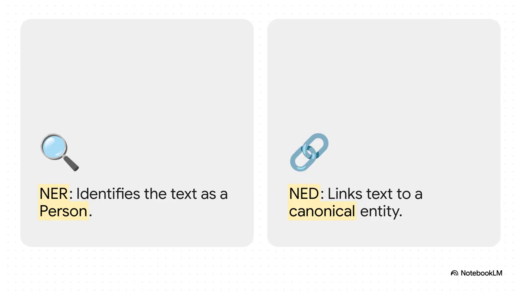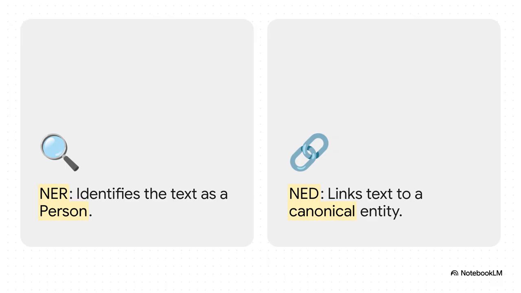Now, you might be thinking, doesn't named entity recognition solve this? Well, not quite. NER, named entity recognition, just finds the puzzle piece. It looks at the text and says, hey, Lawrence is a person. But which Lawrence? Lawrence of Arabia? D.H. Lawrence? That is where NED, named entity disambiguation, steps in.